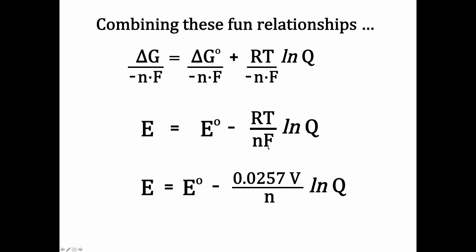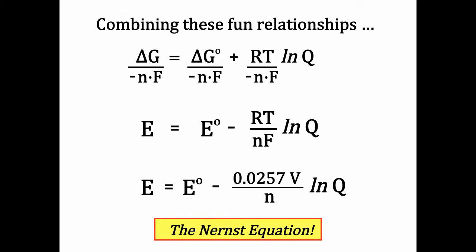Note that F is the Faraday constant. It's a known value given on your handout, and N is the number of moles of electrons transferred during the process. We'll see how this comes into play in an example in just a moment. Quick note, this is called the Nernst equation.